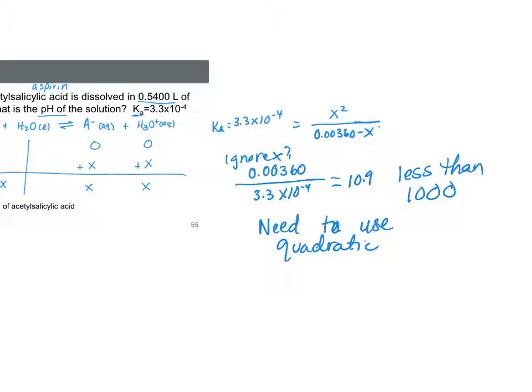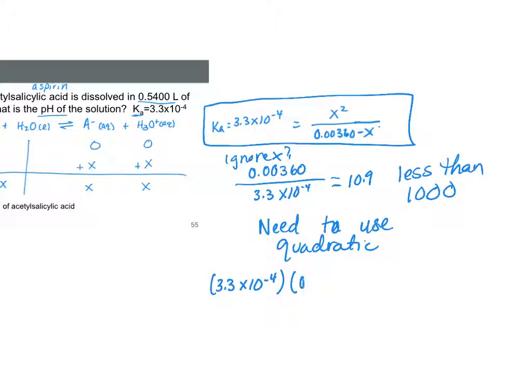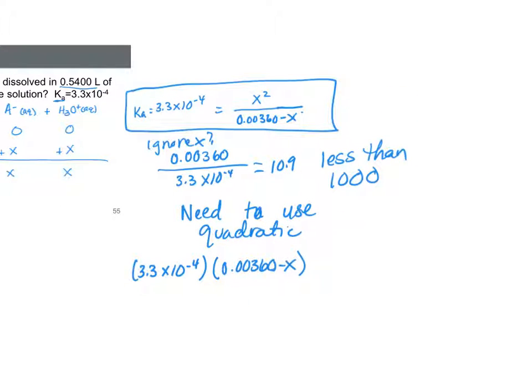Let's take this equation here and highlight that. Let's multiply our denominator by the Ka. So we'll have 3.3 times 10 to the minus 4 times 0.00360 minus X. And then I'm going to set that equal to X squared, subtract X squared from each side: 3.3 times 10 to the minus 4 times 0.00360 minus X, minus X squared equals 0.